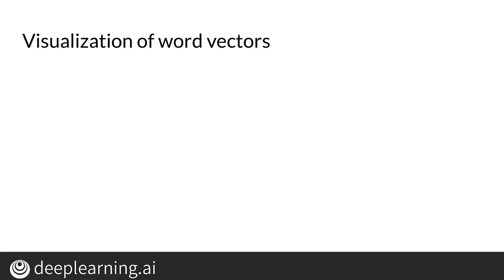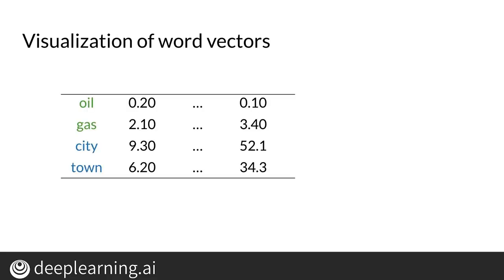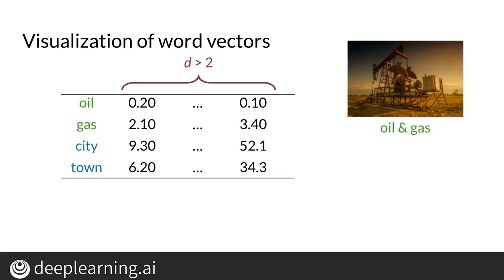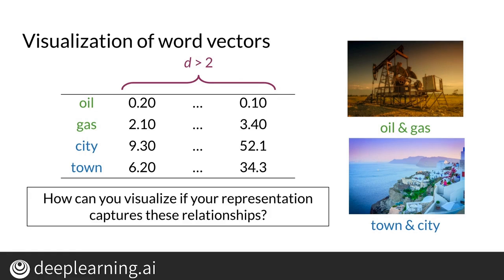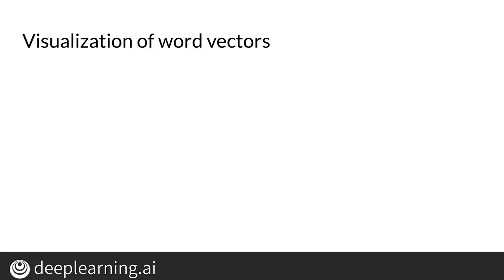Imagine you have the following representation for your words in a vector space. In this scenario, your vector space dimension is higher than 2. You know that the words oil and gas and city and town are related, and you want to see if that relationship is captured by the representation of your words. So, how could you visualize your words in order to see this and other possible relationships? Dimensionality reduction is a perfect choice for this task.